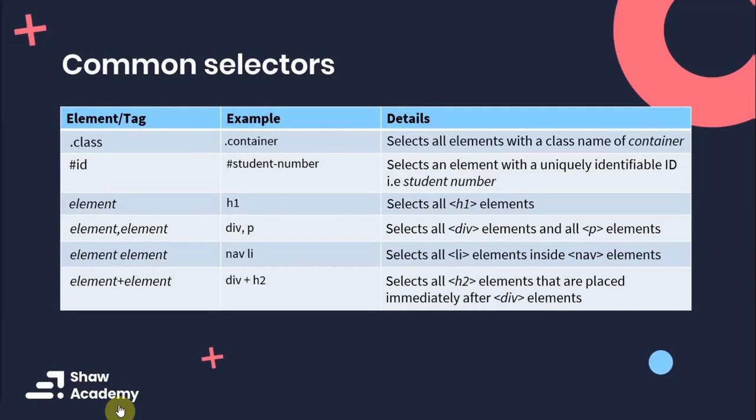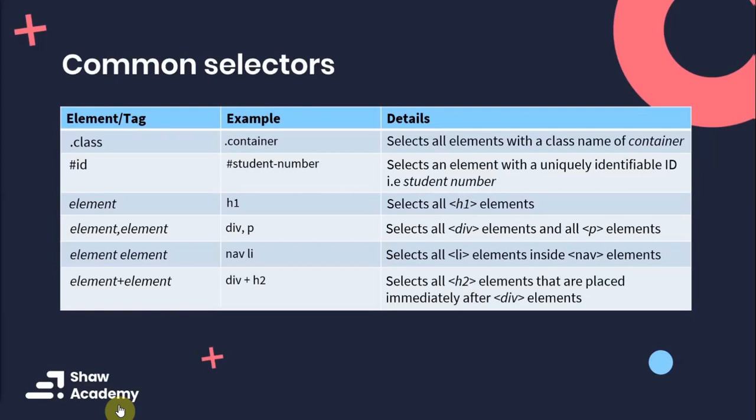Next, we have the ID, and we reference this using the hashtag. And here we've given this element ID of student number. Okay, and this selects an element, not all, an element, which means a unique element, one and only one element, with a uniquely identifiable ID of student number. And then we also have this thing called element. Now, this is just a very, very generic name, and much like the example before where we had the H1, we select all H1 tags and we style it accordingly. So this is going to take every single H1 tag in our website and style it differently, or style it exactly the same.